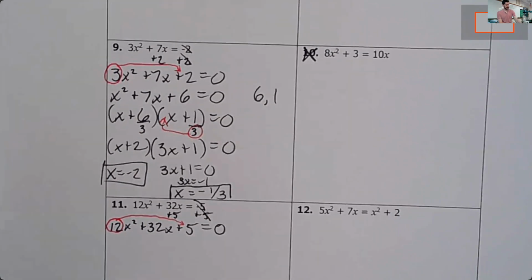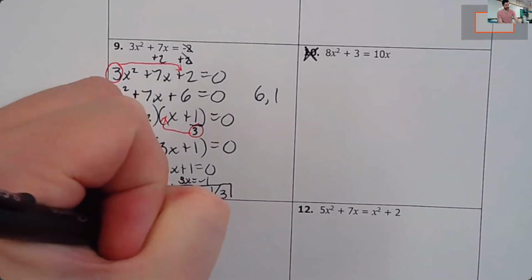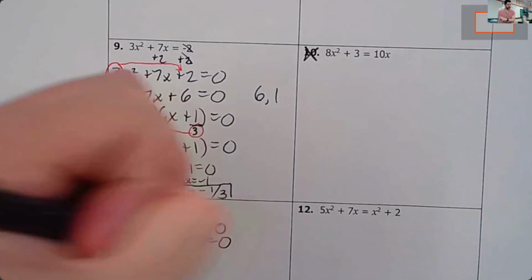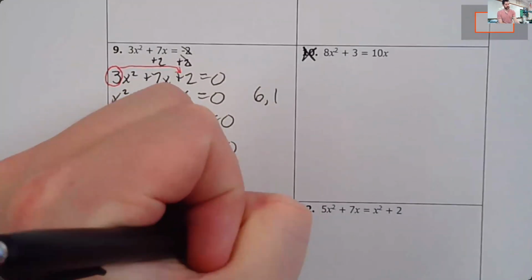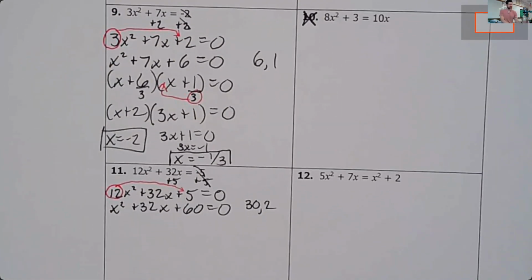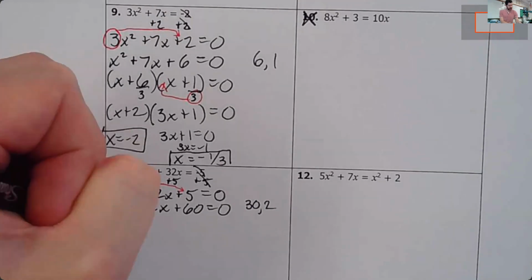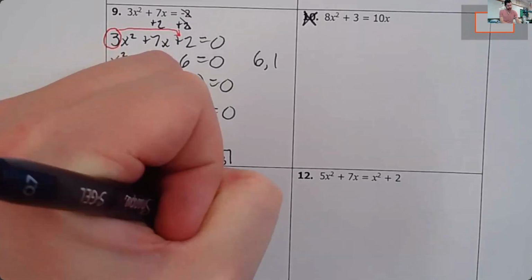x squared plus 32x plus 60 equals 0. What two numbers would multiply to 60 and add to 32? 30 and 2, yeah. 30 times 2 is 60, 30 plus 2 is 32. So we can factor that basic trinomial and we'll get x plus 30 times x plus 2, and then equals 0.